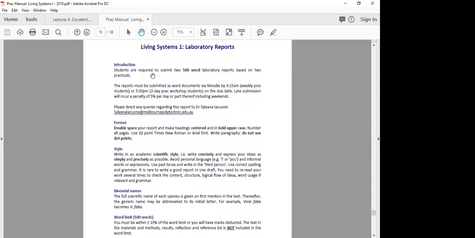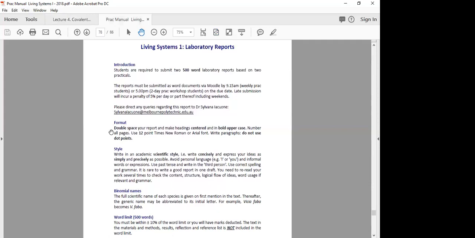All right, so part of the assessment for Living Systems requires you to submit two 500-word prac reports based on two different pracs. Submission dates, we've already gone through this. These dates are also on Moodle and in the subject outline for Living Systems 1. So make sure that you take note of the submission dates. They're a little bit different for weekly prac students versus two-day prac workshop students.